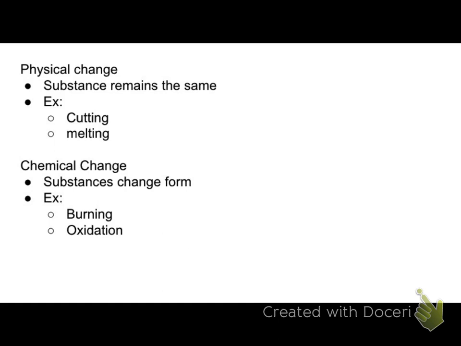So, things to look for. If it's a physical change, all of its chemical properties should be the same. Might have changed shape or size or volume, but it should have the same chemical properties. If a chemical change has taken place, then we have a new substance at the end with different chemical properties than what it started with.